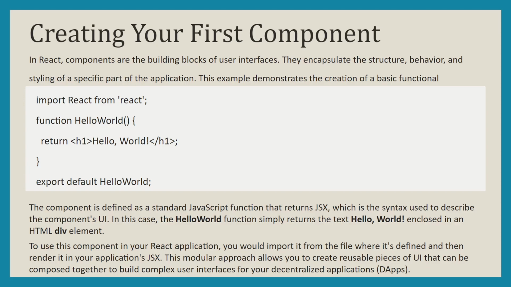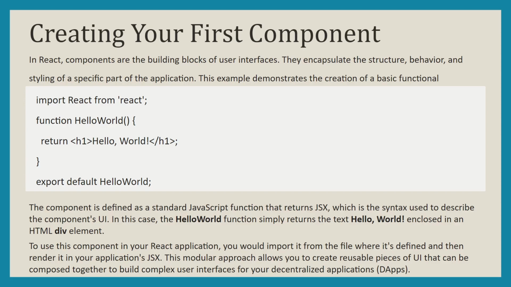This component is defined as a standard JavaScript function that returns JSX, which is the syntax used to describe the component's UI. In this case, the HelloWorld function simply returns the text Hello, World! with an exclamation mark enclosed in an HTML element. To use this component in your React application, you would import it from the file where it's defined and then render it in your application's JSX.